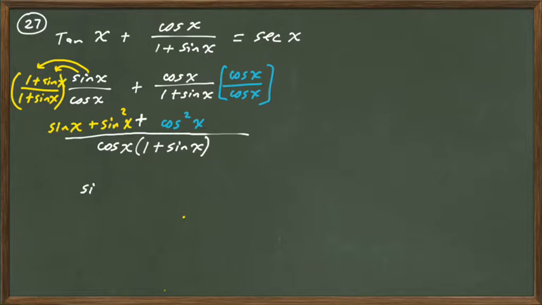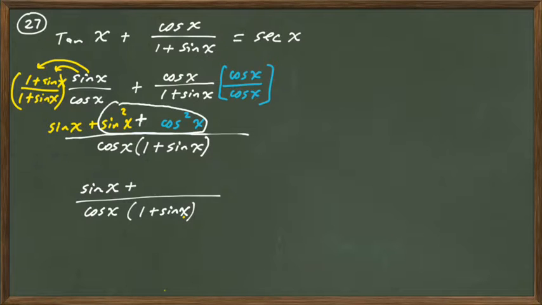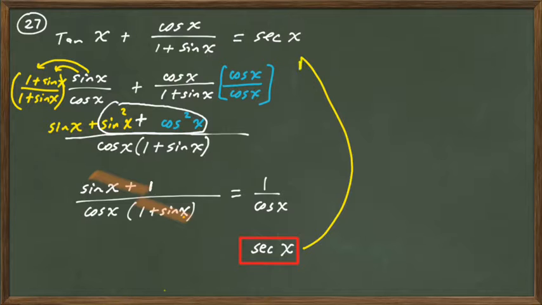Okay, so I have sine of x plus all over cosine x times 1 plus sine of x. And what do I have if I have sine squared plus cosine squared? That will always equal 1. Because addition is commutative, you could cancel these, leaving me 1 over cosine, better known as secant. And I believe now that this matches what I need it to equal.